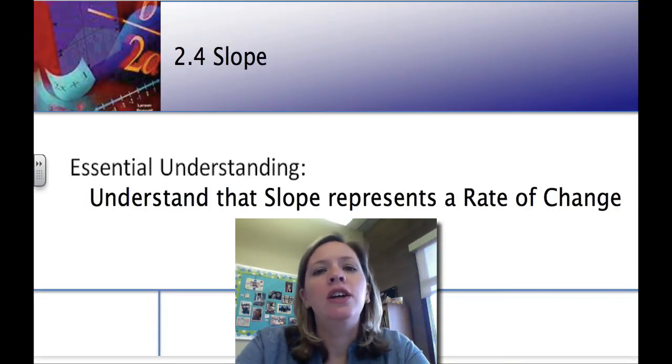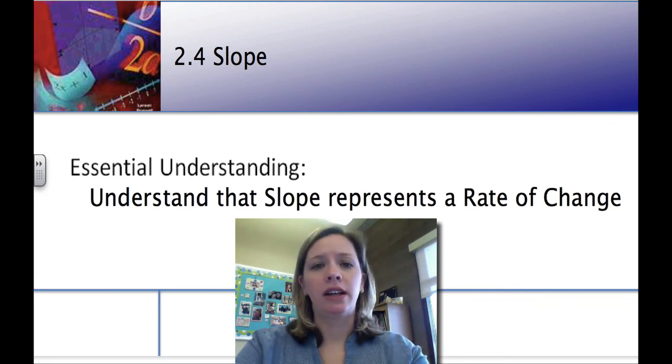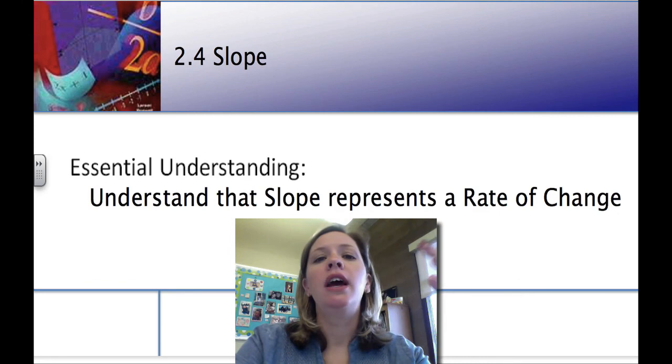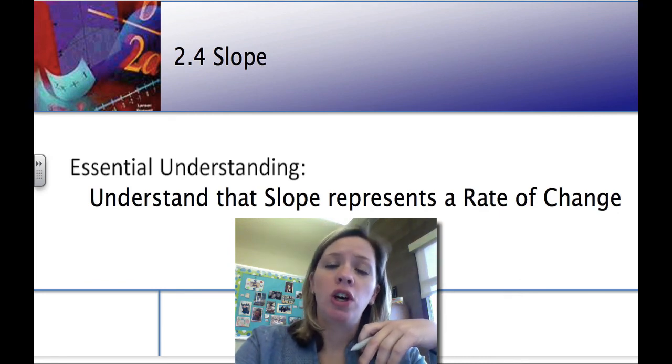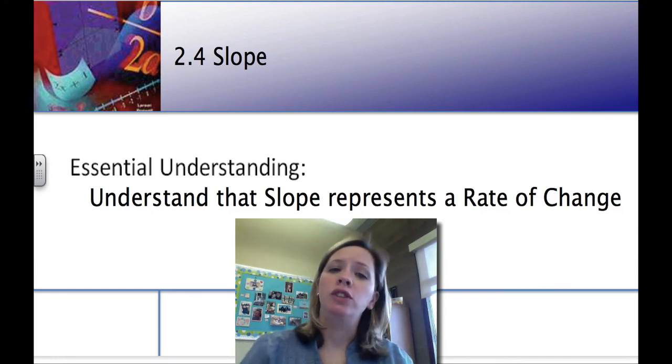In this section 2.4, we're going to begin our conversation about slope, and we're going to look at how to calculate slope and what it means. And then we're going to continue our conversation later on and look at slope in a variety of different contexts and different situations and talk about what it describes about the graph of a situation.